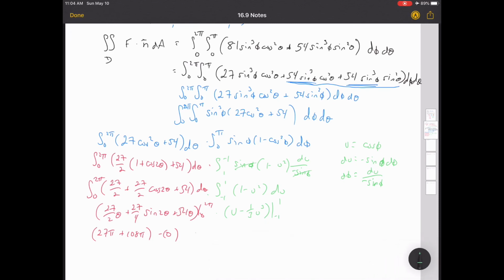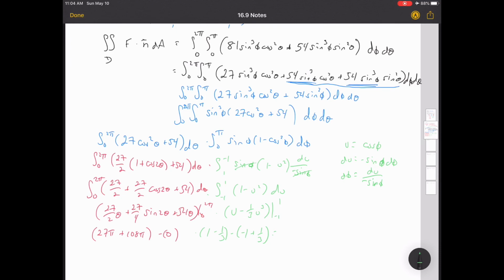Second one is going to give us, plugging in a 1, 1 minus 1/3, minus plugging in -1, you get -1 plus 1/3. 1 minus 1/3 is 2/3. Subtracting a -2/3 gives you 4/3.